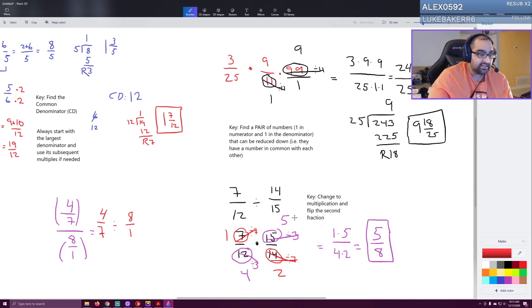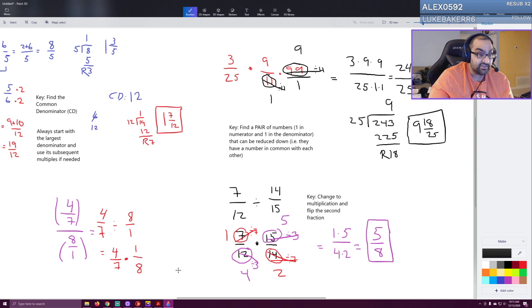And now I can just take the key here that I had from before and proceed with the rest of the problem. So let's see what we get. So here I get 4/7 times, and then I can flip over the 8 over 1 to 1 over 8. First, I got to see if there's a pair of numbers that I can go ahead and reduce down.